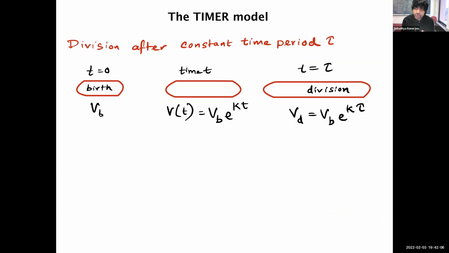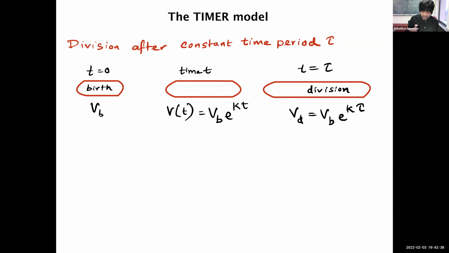I just want to go through it because some surprises are there. So in the timer model framework, the hypothesis of the model is that cell division occurs after a constant time period tau. Let's call VB the volume of the cell at birth. As time progresses, the volume increases exponentially, and the cell divides after a constant time period tau, and VD is the cell volume at division.